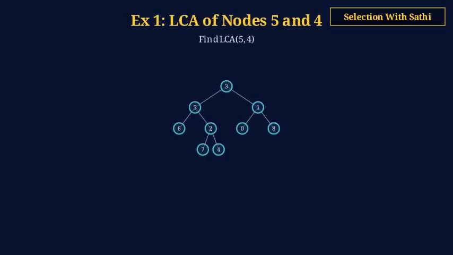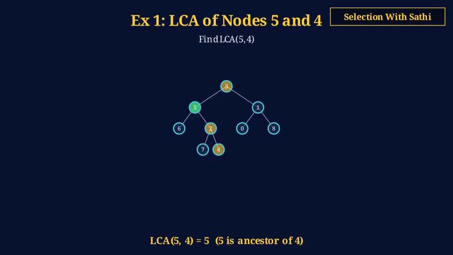Let us find the LCA of nodes 4 and 5 in the tree. Root 1, left 2 with children 4 and 5, right 3 with children 6 and 7. Call LCA on root 1 with P equals 4 and Q equals 5. Node 1 is neither 4 nor 5.